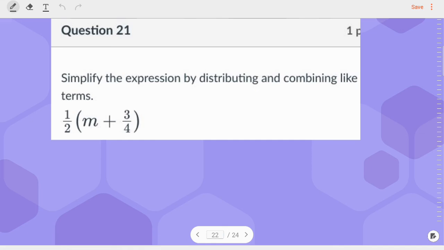All right, simplify the following by distribution and combining like terms. Well, remember distribution first. So multiplying 1/2 times m. Well, that's just a 1 there, so 1/2 m.